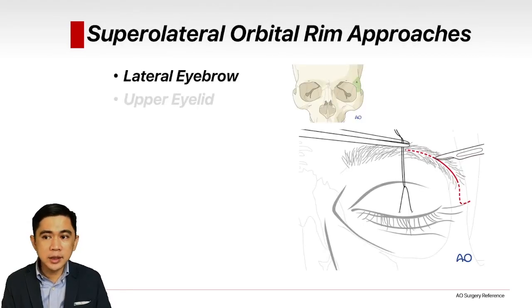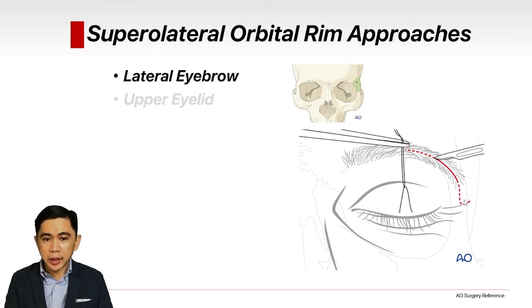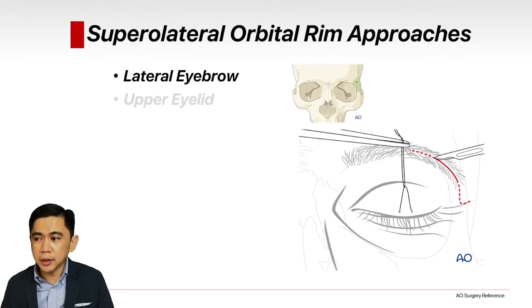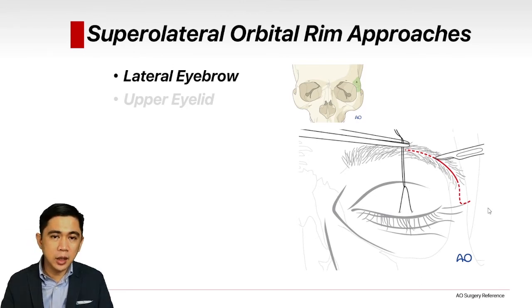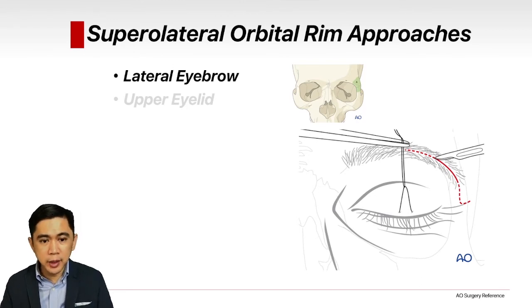The first is the lateral eyebrow approach, wherein you just have to do an incision within the eyebrow, and as long as the incision is placed within the eyebrow hairs, the resulting scar is usually well concealed unless post-op hair loss is occurring. The contraindication in lateral eyebrow approach are those people, especially women, with a cosmetic eyebrow, and the upper eyelid approach may be more preferable.